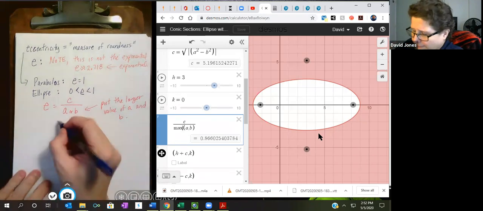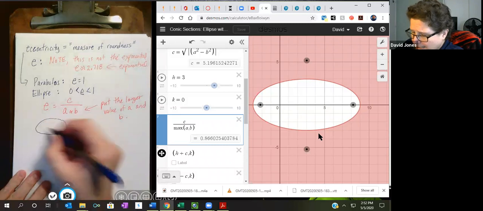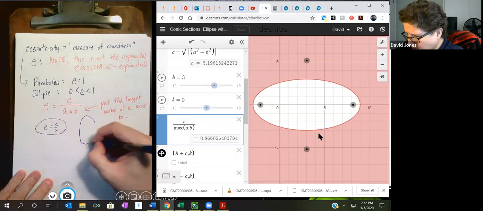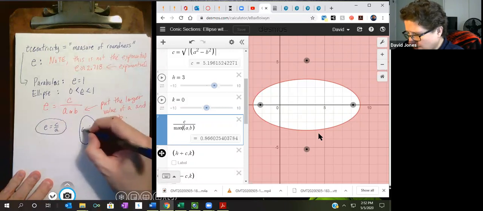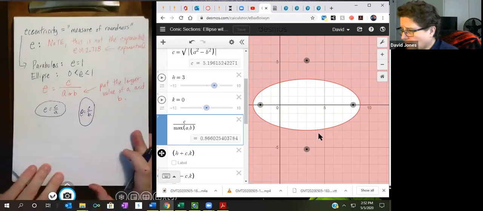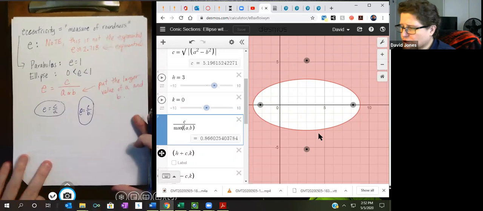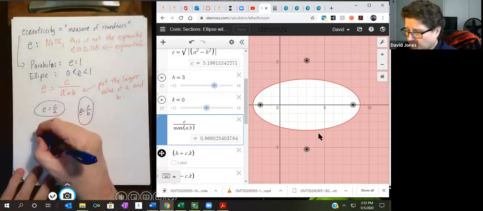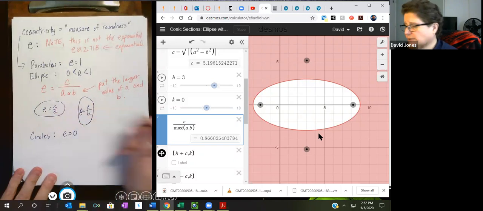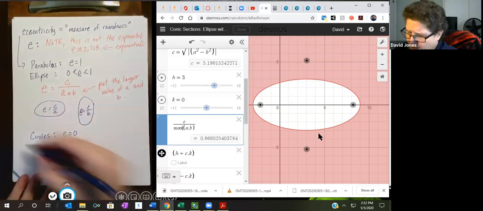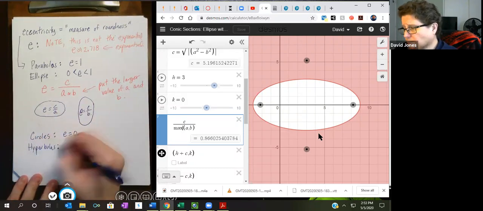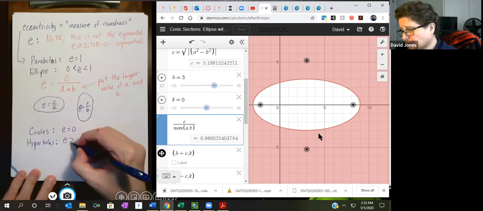So for flat ellipses like that, E equals C over A. But for vertical ellipses, E equals C over B. So ellipses are always like that. Circles have an eccentricity of 0. And hyperbolas, which we'll do in 10.3, E is greater than 1.